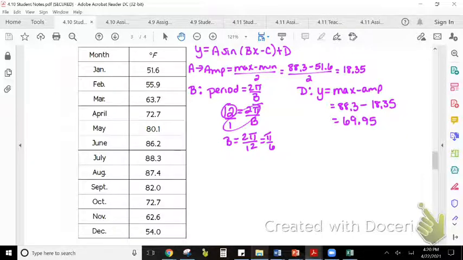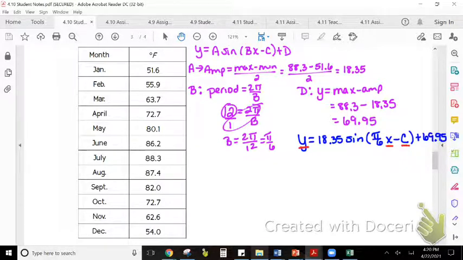Now, what we have so far then is this piece of our equation. So we know y is equal to a is 18.35. It told us to use sine. We know that b is pi over 6, x, we don't know c, so I'm going to put minus c, plus we know d is 69.95. Now, doing this, we have 3 different variables still here. We have y, we have x, and we have c. So if I knew an x and a y value, I could plug it in and actually solve for c.